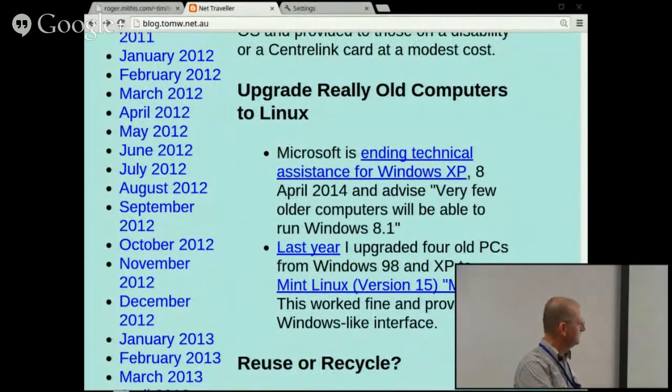Microsoft are ending XP support. Last year I was helping somebody clear up their house. They had 7 old computers with Windows 98 and Windows XP. And they said, oh, we're going to give this to a charity and they'll send them to East Timor, actually. And I thought, I do not want to inflict these computers on someone. So I ended up putting Mint Linux version 15 Mate on them, figuring that was something that looked vaguely like Windows.